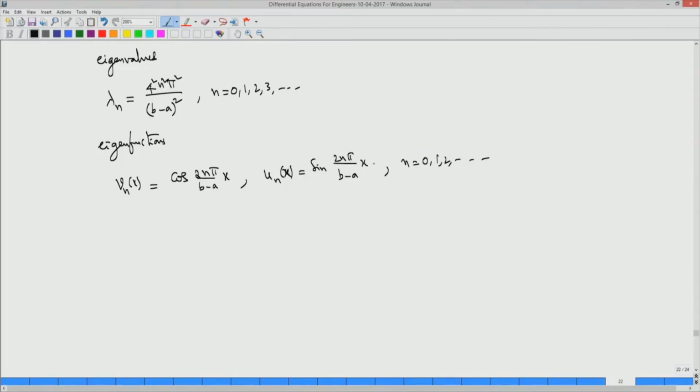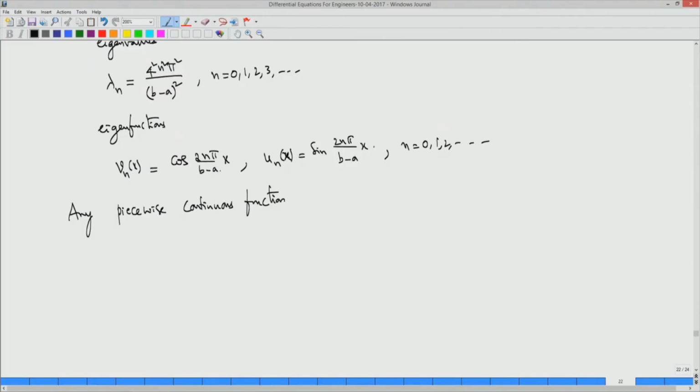They are orthogonal, and they form a complete orthogonal set. Complete means I can write any square integrable function or any piecewise continuous function. This is actually a theorem, which we know: any piecewise continuous function f(x), x between a and b.